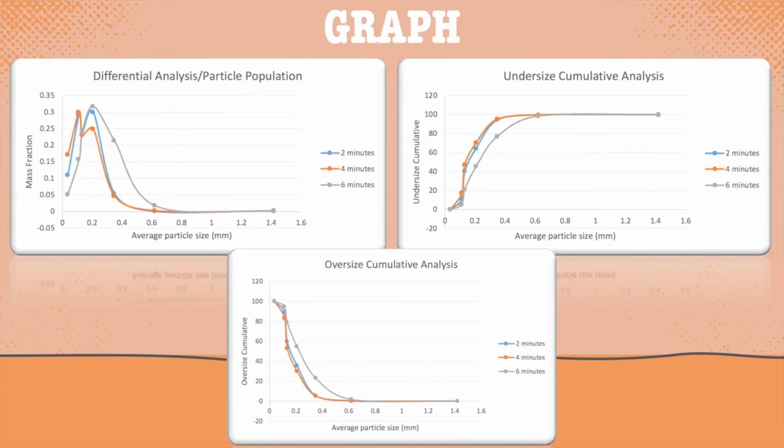This slide shows the particle population and the cumulative analysis graph. The particle population graph shows that during the experiment, the average particle size being collected measured 0.1 to 0.2 millimeters. The undersized cumulative analysis graph shows the percent of the sample that is coarser than the mesh size as it passes through during the sieve process. And the oversized cumulative analysis is the opposite of the undersized cumulative analysis.